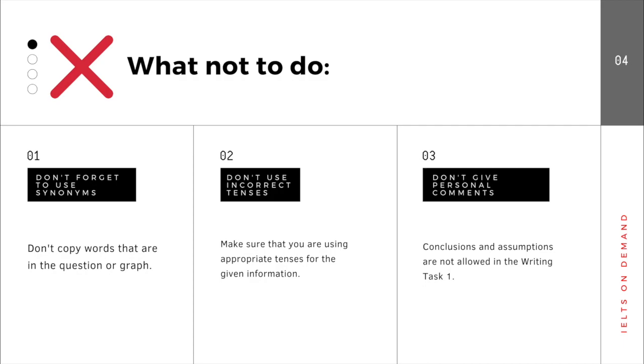The third part here, don't give personal comments. This is what is absolutely prohibited in writing task 1. Remember that you are not allowed to give any comments, conclusions, or assumptions of any sort in this task. You are not allowed to do that. Always just stick to what you see in the graph.